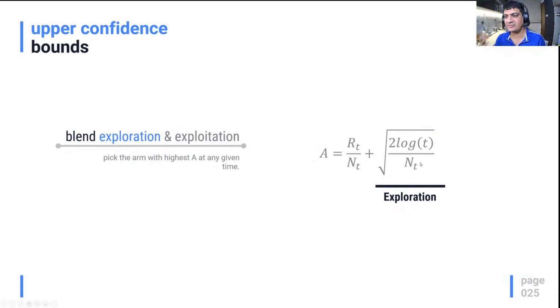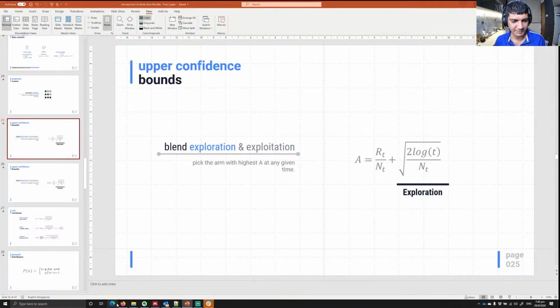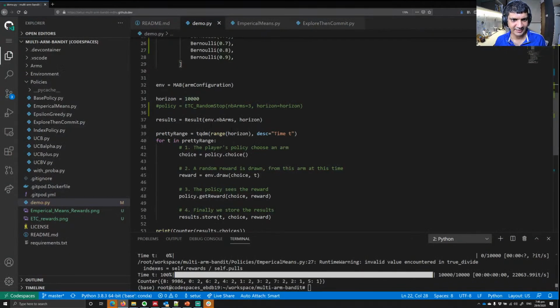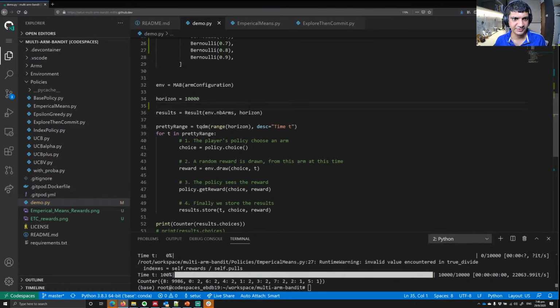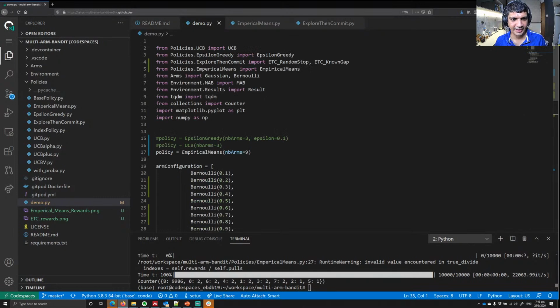So again, let's jump back to the code and see what explorations we get out of that. I'm jumping back to my code. Last time we played around with UCB. Let me just remove this. And we had picked UCB with 3 arms. Oops. So now let's make it 9 arms and see how many times each arm gets played.